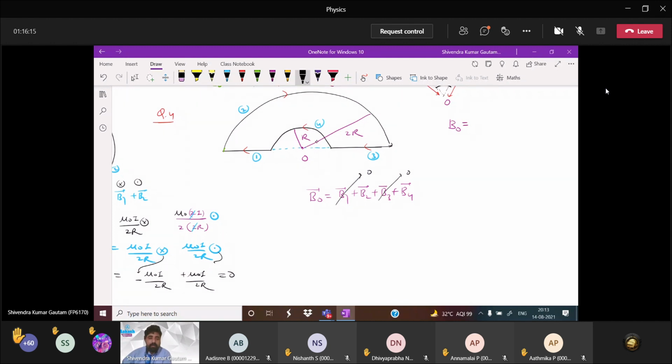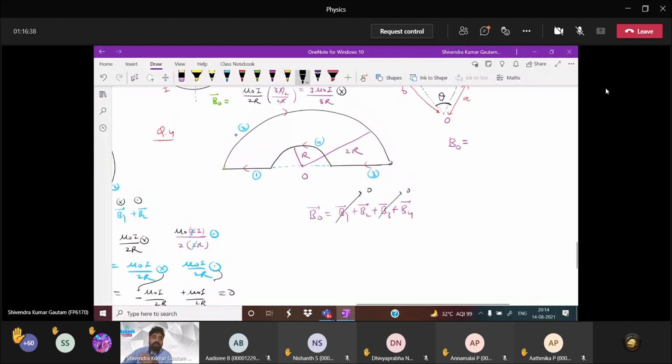B2. Now you find the direction. Tell me, is B2 inward or outward? Curl your finger in the direction of current, right hand. Is the thumb inward or outward? Inward, correct sir. So you know it will be inward. Inward means this one, so B2 is cross. What about the fourth one? Tell me. Outward. Curl your finger, it is outward.